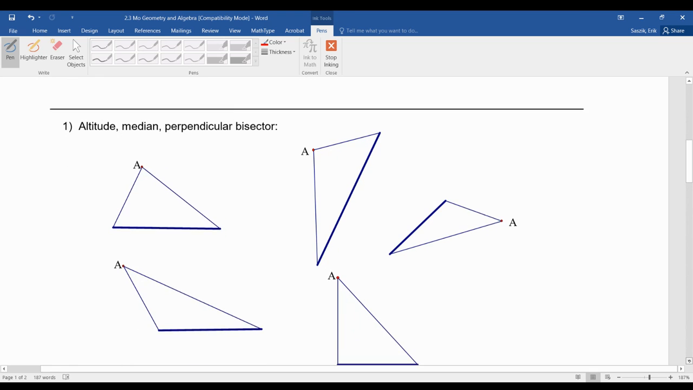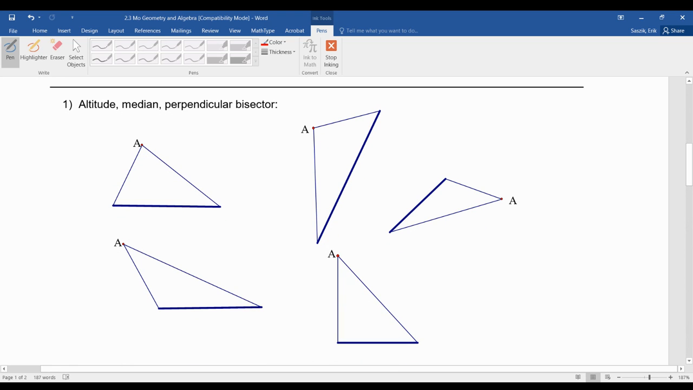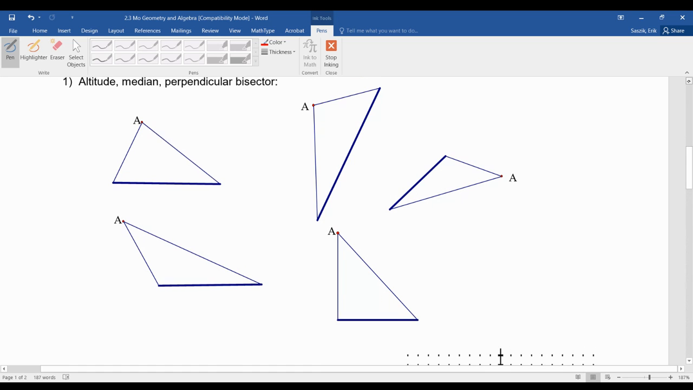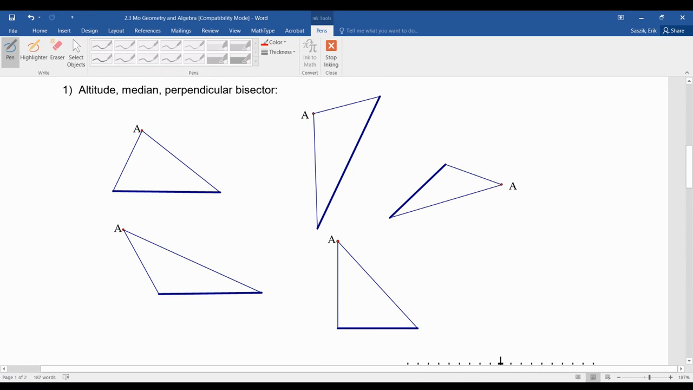Now down in here, this is where we're kind of doing our new stuff for the day. This is the important stuff, and make sure you're paying attention. I'm sure that a lot of you have done this before, but some of you maybe have not. So we're going to talk about 3 things of a triangle. We're talking about altitude, median, and perpendicular bisector. So altitude, I'll use lowercase a.